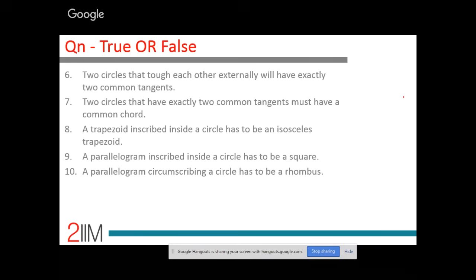A parallelogram circumscribing a circle has to be a rhombus. The sum of pairs of opposite sides is equal in a circumscribing quadrilateral. So AB plus CD equals AD plus BC. We know AB is equal to CD, and AD is equal to BC. Therefore, all four sides should be equal. It has got to be a rhombus.